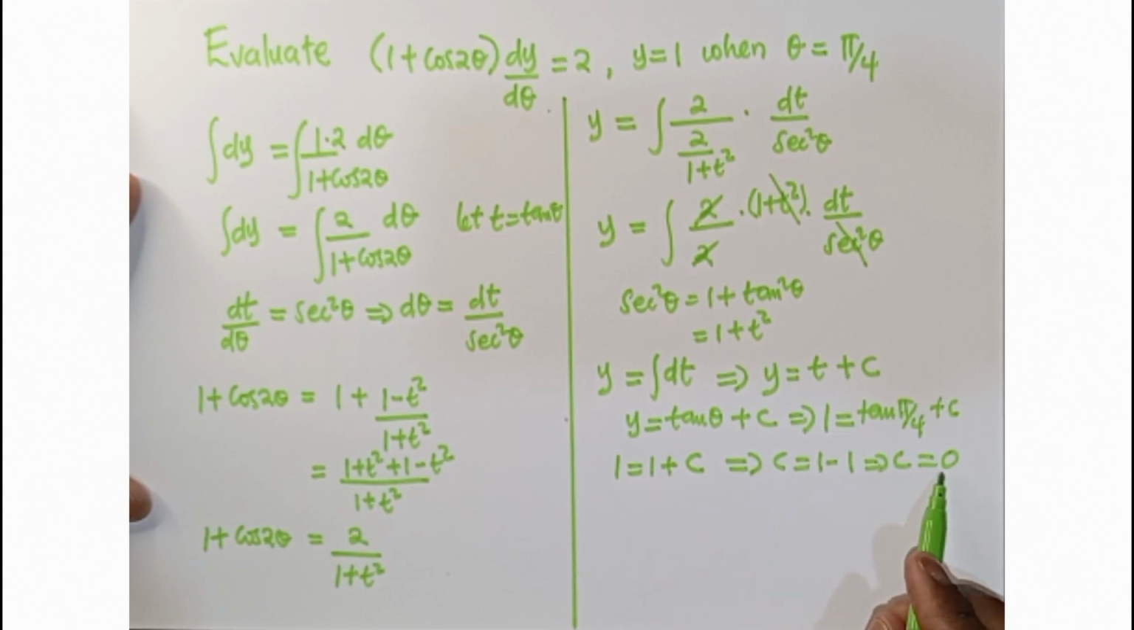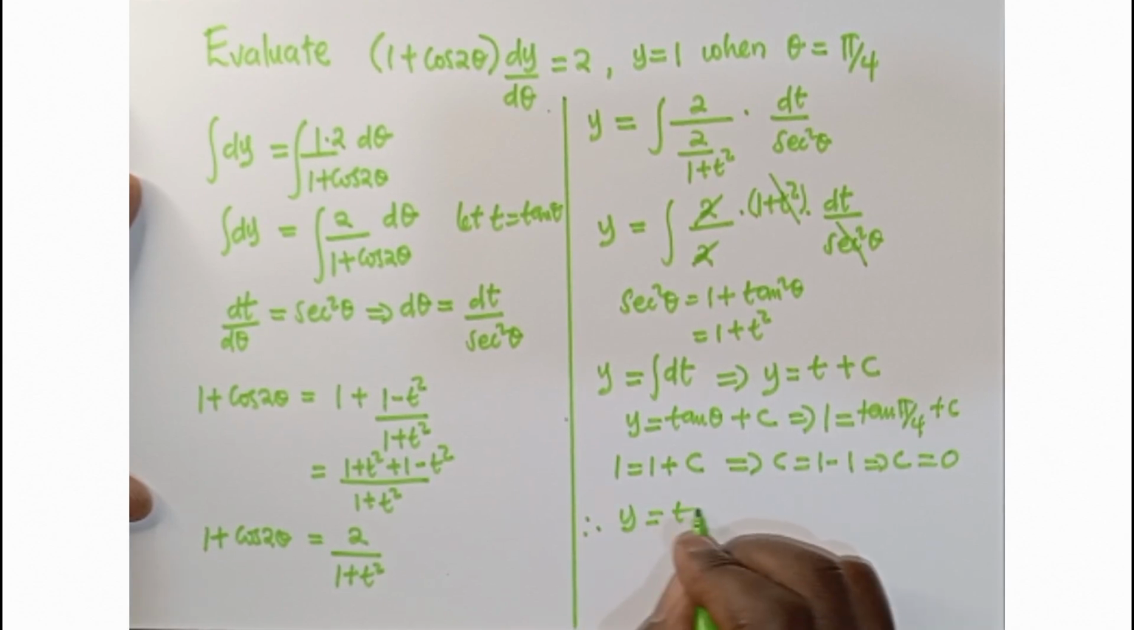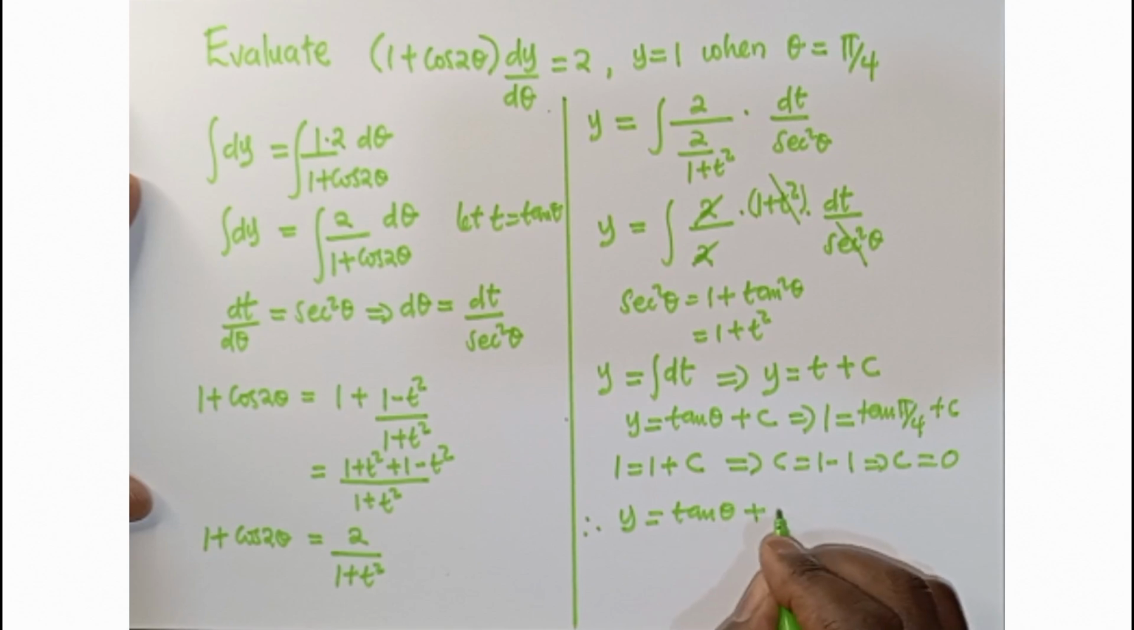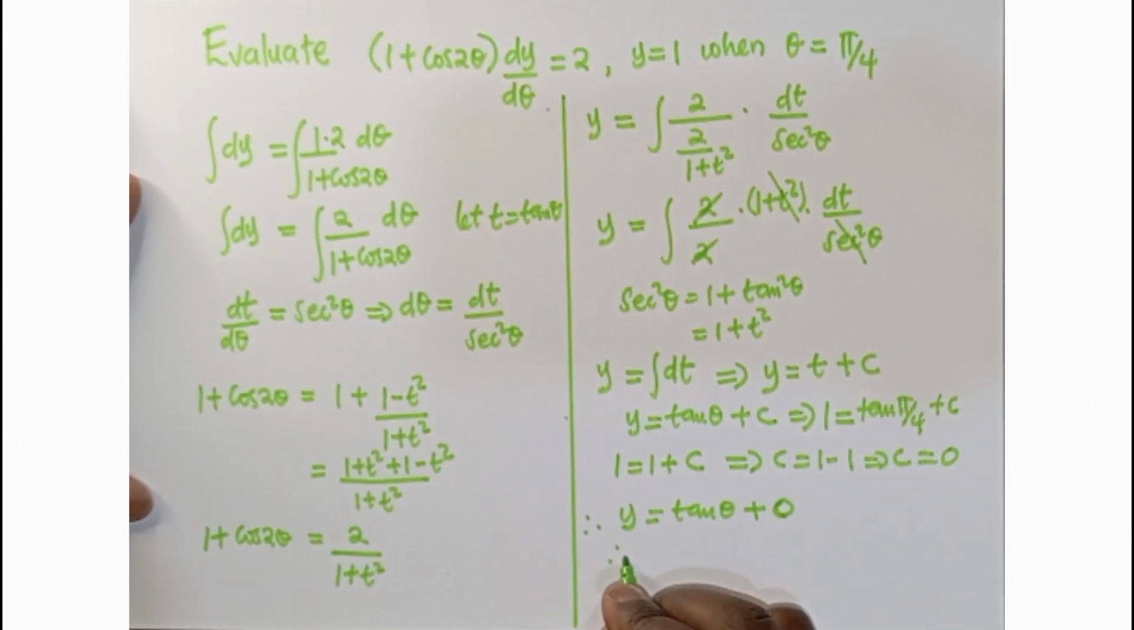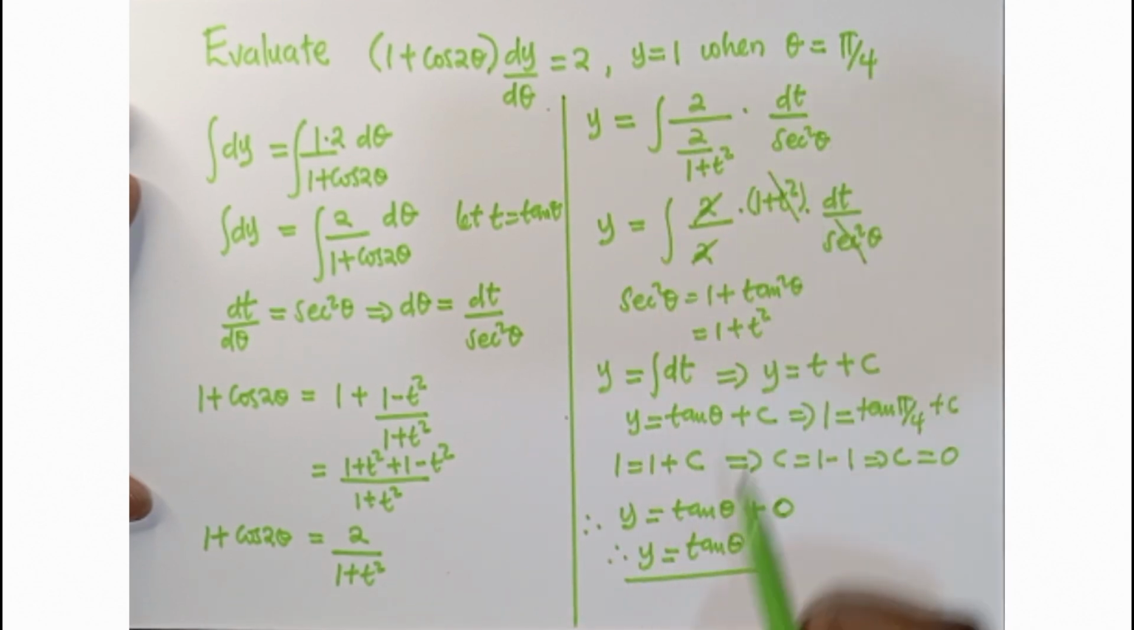Now after having c as 0, we put it back here. Therefore, our y ends up being tan of theta plus 0. Then eventually our expression becomes y is equal to tan theta. Now when you simplify this and evaluate it at y is equal to 1 and theta is equal to pi over 4, it eventually reduces to y is equal to tan theta.